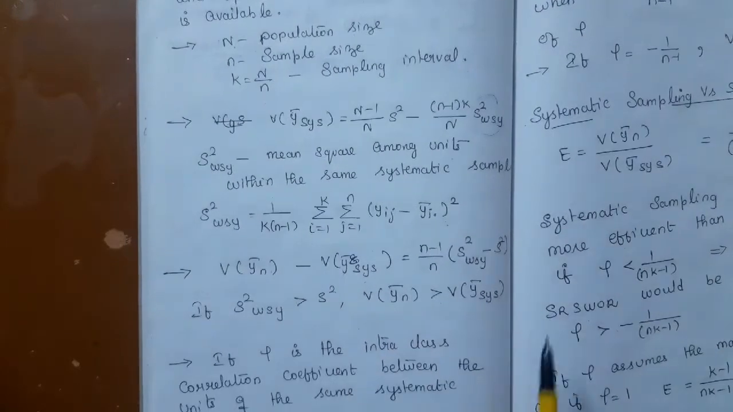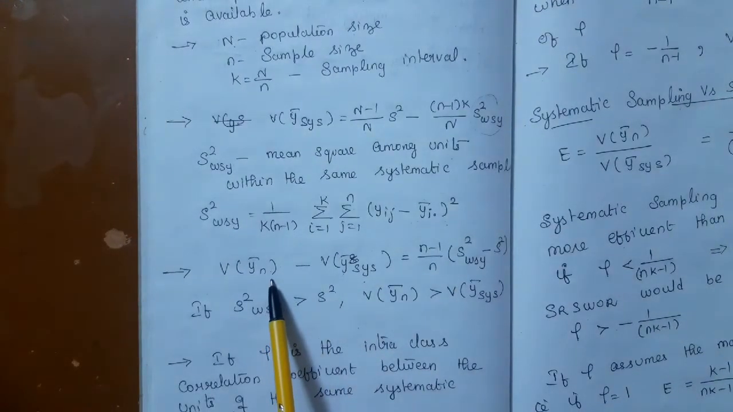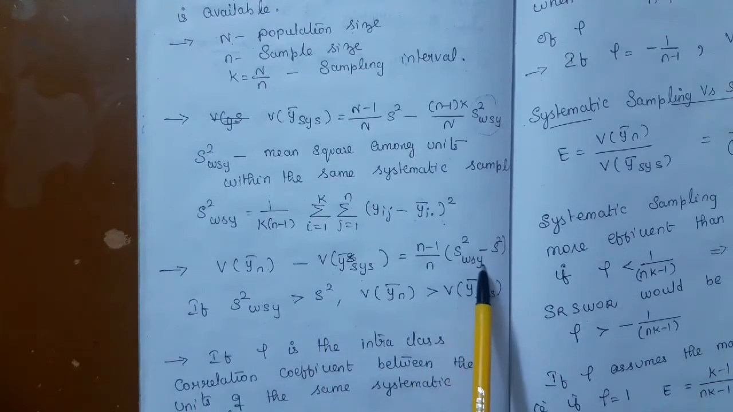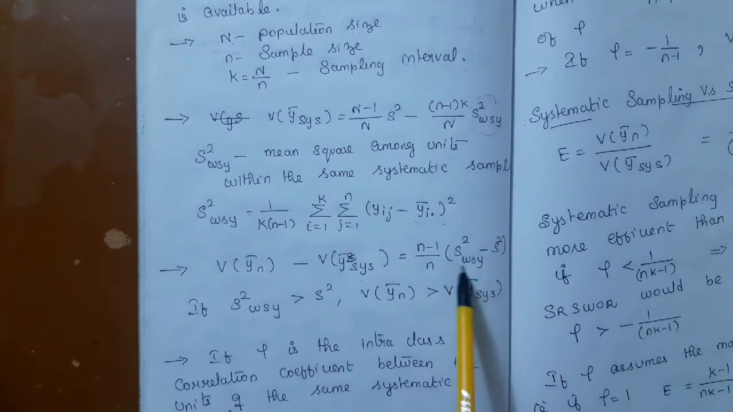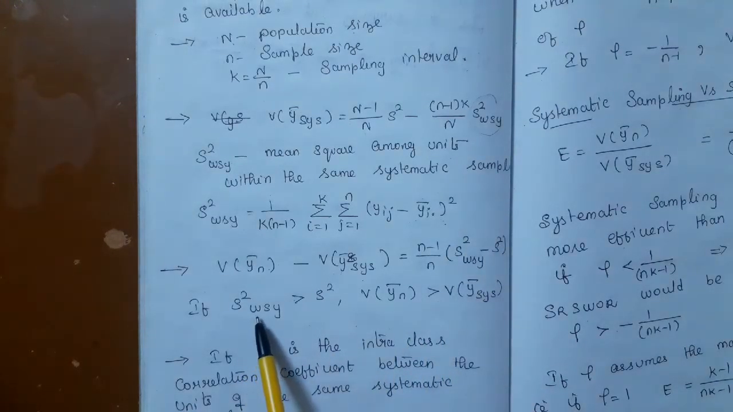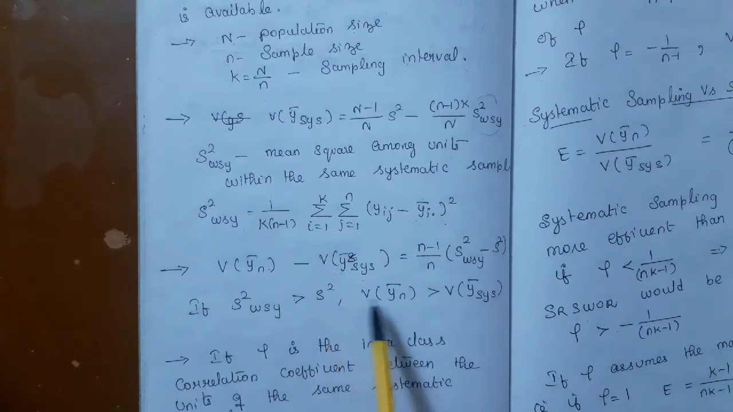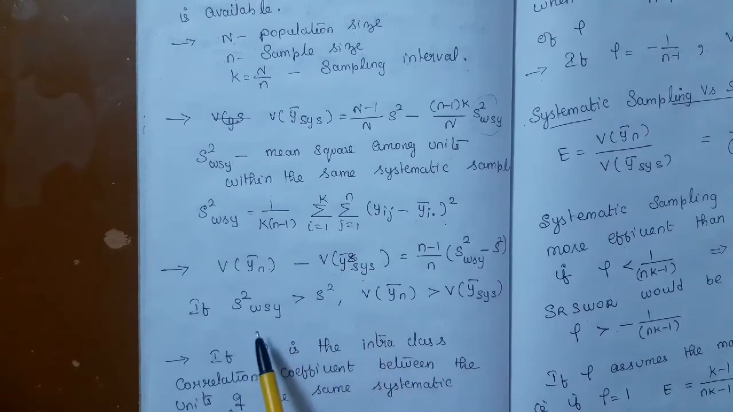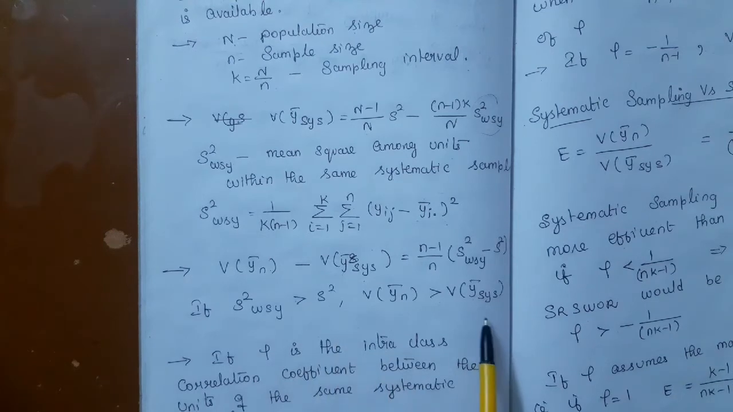And if we compare the variance due to simple random sample and systematic sample, the difference between the variances is given by this expression. If in this expression this is positive, that is when s square wsy is greater than s square, variance of y bar n will be greater than y bar sys. That is, in this case systematic sampling will give a more efficient estimator. So when s square wsy is greater than s square, systematic sampling is more efficient.